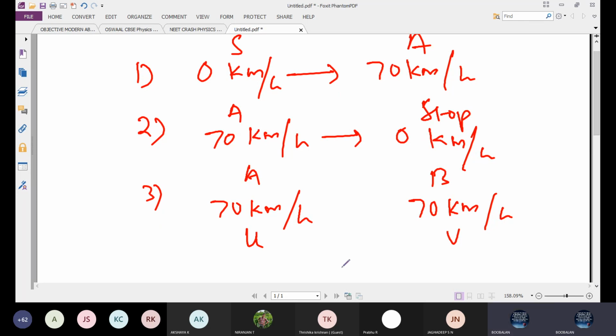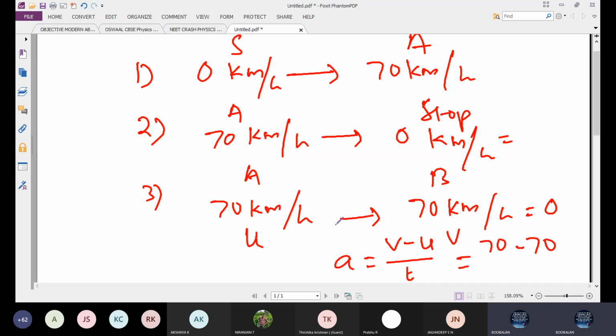Acceleration formula, a equals v minus u by t. This is the formula. See here, v is 70 and u is also 70 per hour. So 70 minus 70 means what? The acceleration is 0. I'm not accelerating. I'm not increasing my speed or decreasing my speed. So this is the 0 value. Third condition, 0.